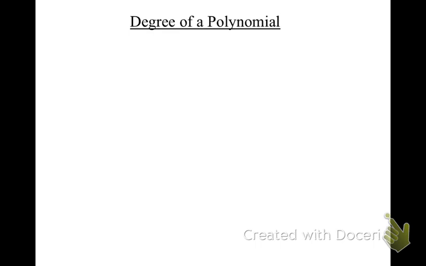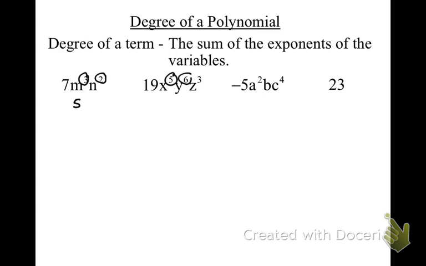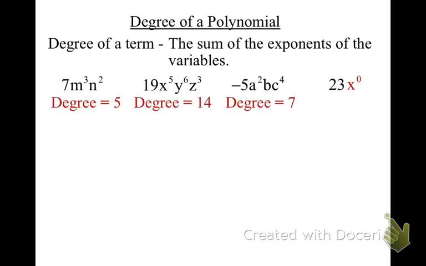All right, last part for this section is the degree of a polynomial. So the degree of a term is the sum of the exponents of the variables. So in this case, the degree of this term would be 5. All we have to do is add up the exponents. The degree of this term is 11 and 3 is 14. The degree of this term is 2 plus 1, don't forget about that 1, plus 4, that makes 7. And the degree of the last term is 0. So it would be a 0 degree term.